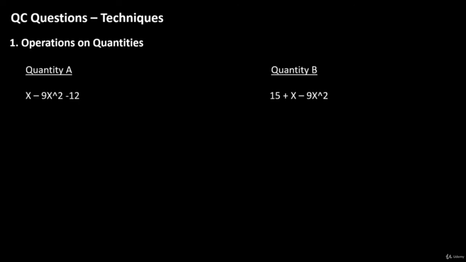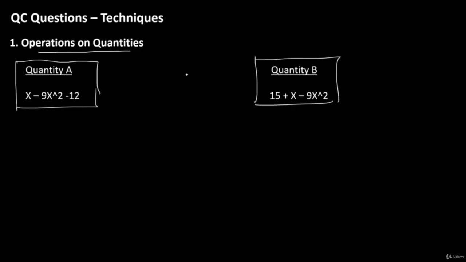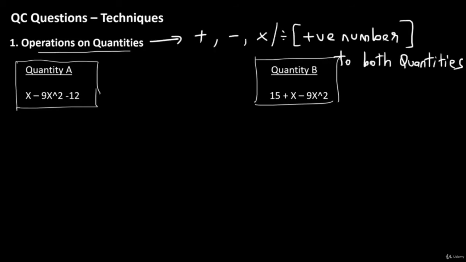So I have two quantities, quantity A that is x minus 9x square minus 12 and quantity B that is 15 plus x minus 9x square. Now when it comes to operations on quantities, you can perform the same operation on quantity A as well as quantity B without changing the relationship between these two quantities. What are the operations that you can do? You can add, you can subtract, you can multiply or divide. But when it comes to multiplication and division, you can do it only with a positive number.